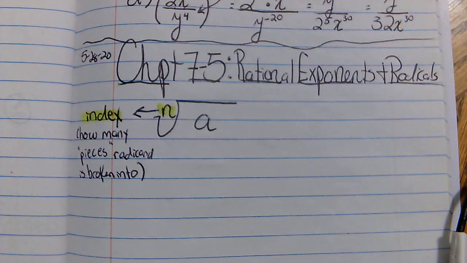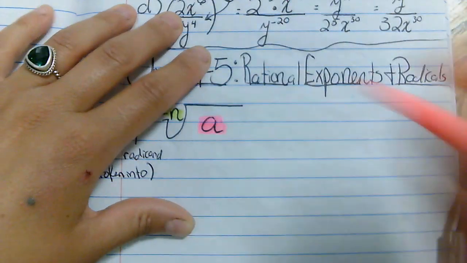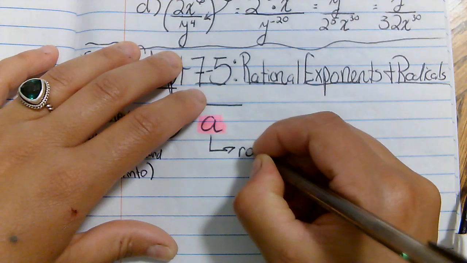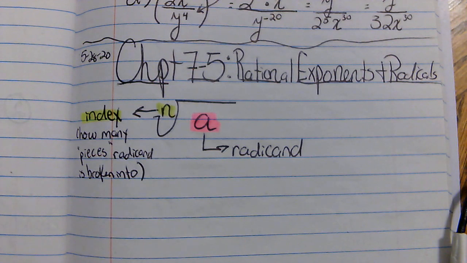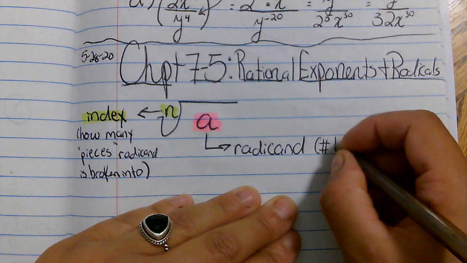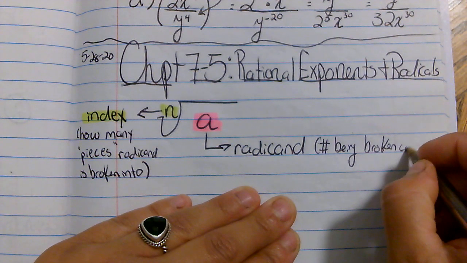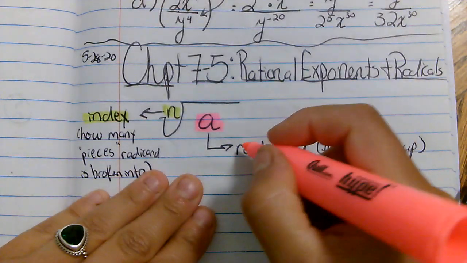Okay, and that leads me into the next one, which is our number that is under the square root symbol, and we call this the radicand. And this is the number that is kind of being broken into however many pieces. So number being broken up. Okay, and let me highlight this pink.